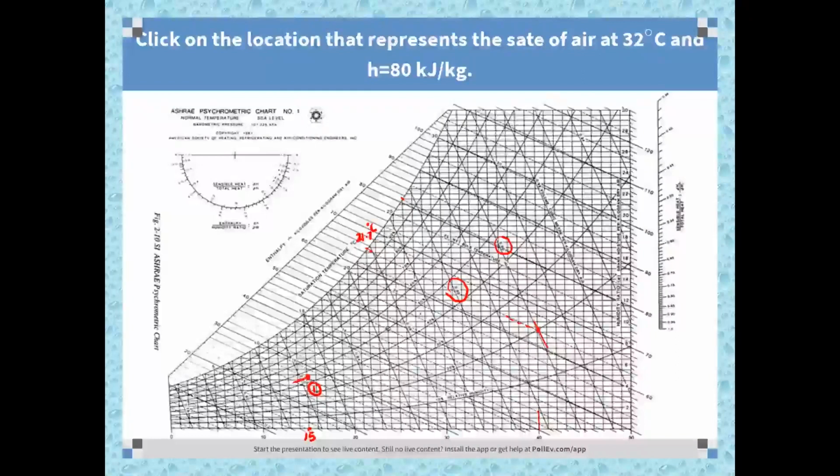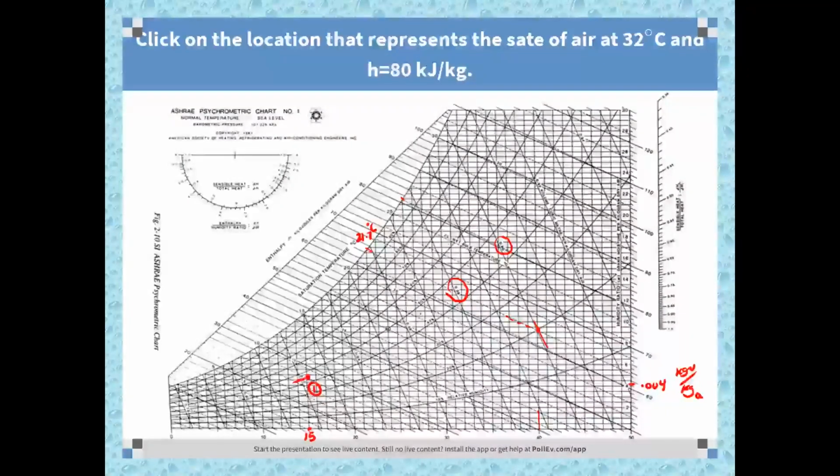So omega is, if I take this line a little bit higher than that, we're here. So keep in mind, it says, let's say 4 roughly, but this is grams per kilogram. So this actually is 0.004 kilogram per kilogram of dry air. So that is 0.004. All right. So that's the state 1.